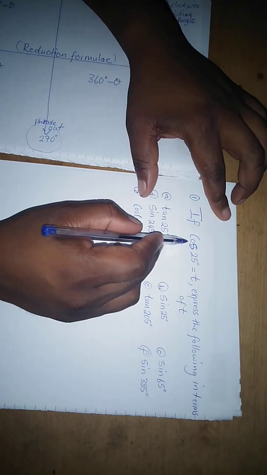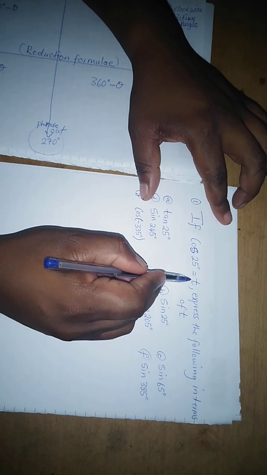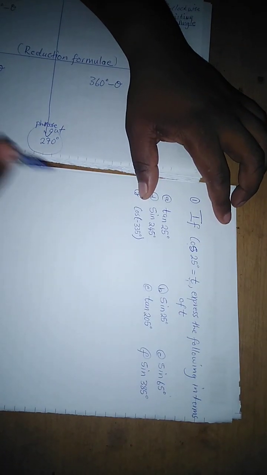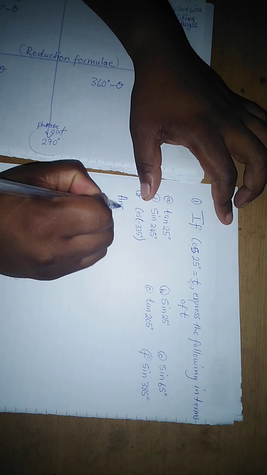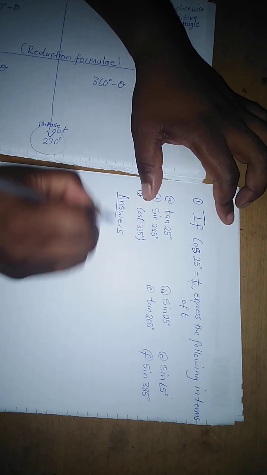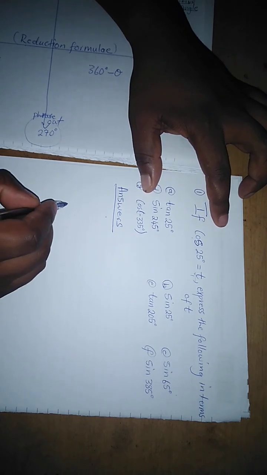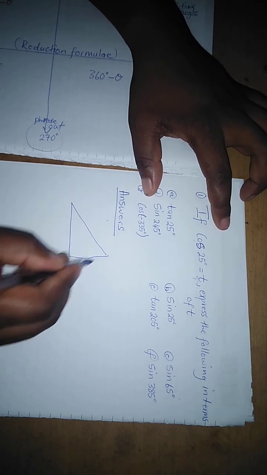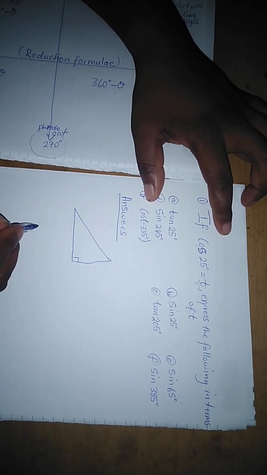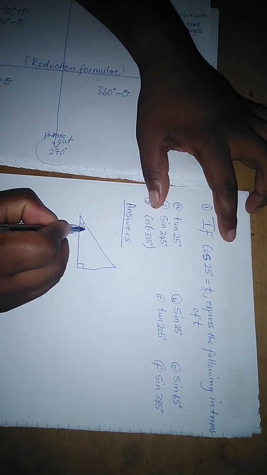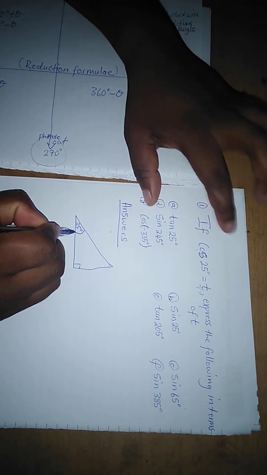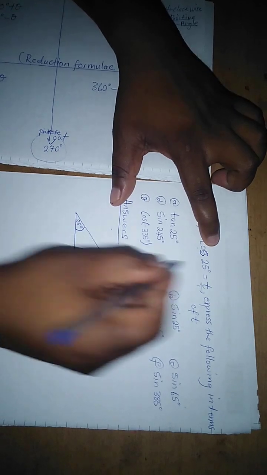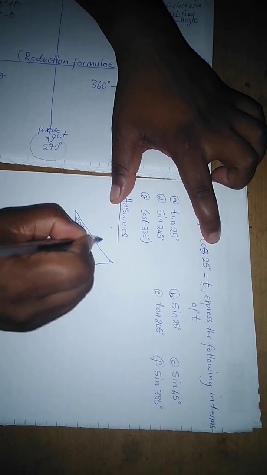So here, what do I have? I have cos 25 equals t, and this is all over 1. Since I'm dealing with answers, first of all I'm going to draw this. I have a right-angle triangle, 90 degrees here, then here I have 25. So what is cos? Cos is adjacent over hypotenuse, so here I will have t over 1.